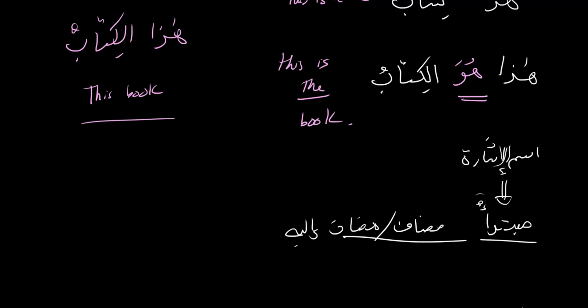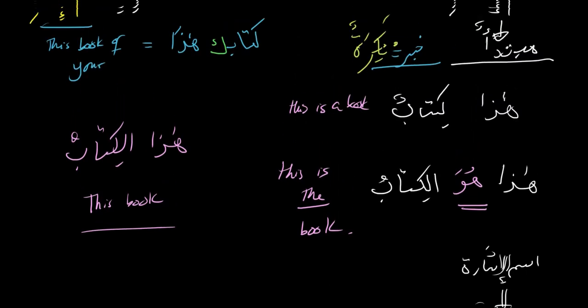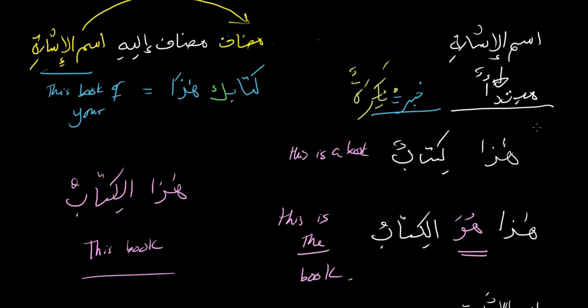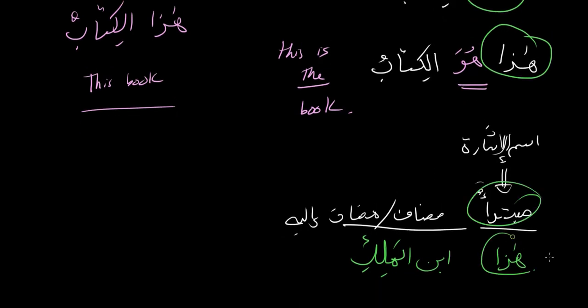Okay, so for example, haza ibnu al-maliki. Okay, this is the son of the king. Here you don't have to do that. So just notice the differences. Here, in all of these cases, ismu ishara is the mubtada.